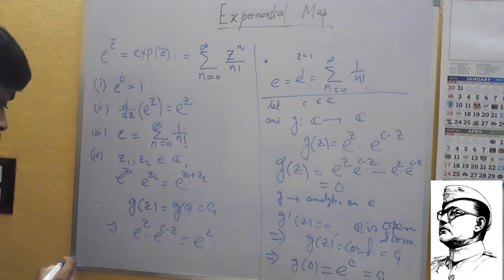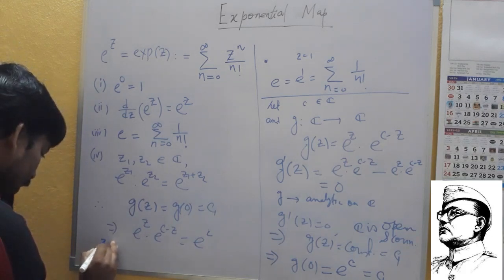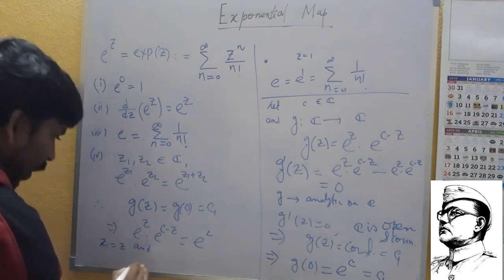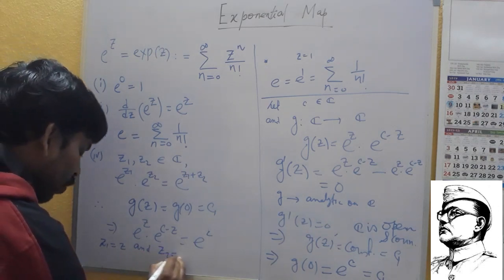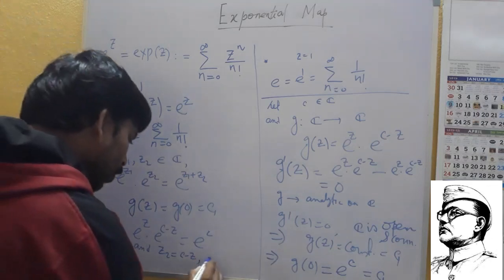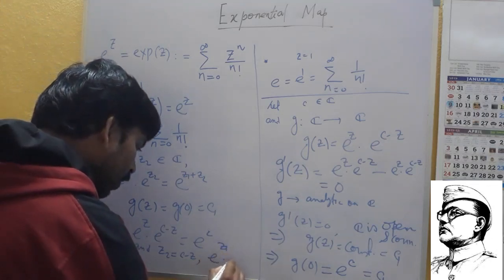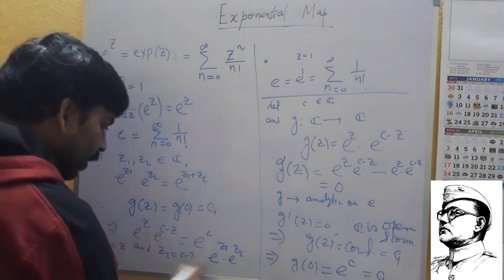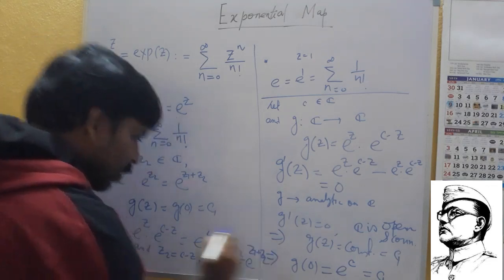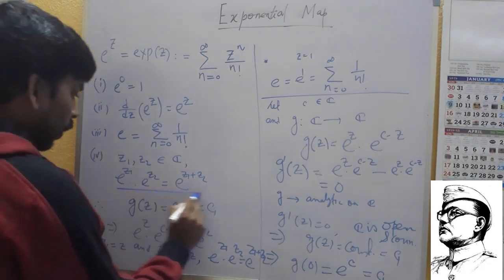Okay. Now, if I take z1 equal to z and z2 equal to c minus z, then what do we get? We get e to the power z1 into e to the power z2, these are the same as e to the power z1 plus z2, that is what we wanted to prove.